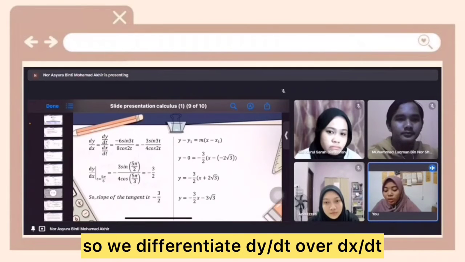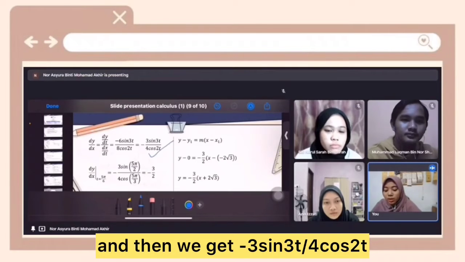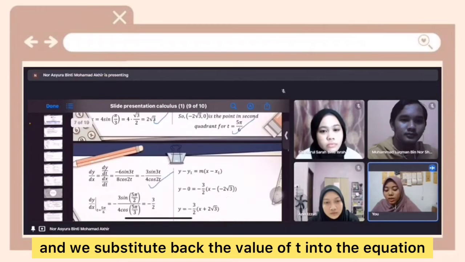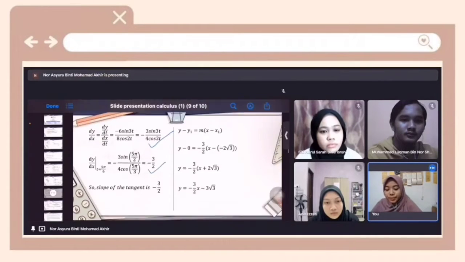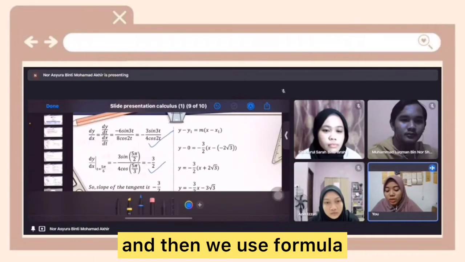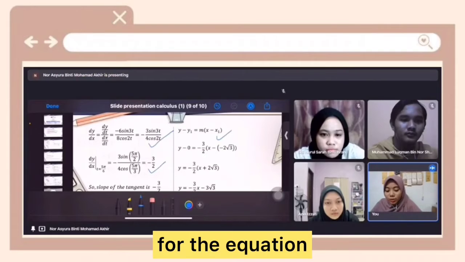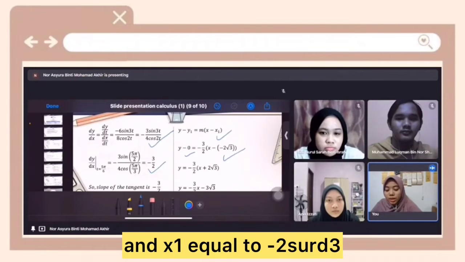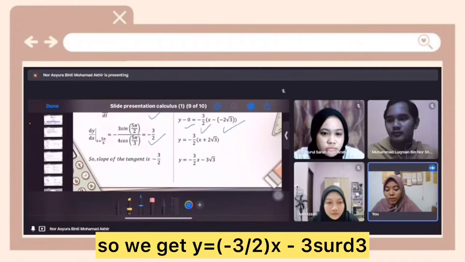So we differentiate to get dy over dt and dx over dt, and then we get negative 2 sin 3t over 4 cos 3t. We substitute back the value of t into the equation, and then we get the slope negative 3 sec 2. Then we use the formula y minus y1 equals m times x minus x1 for the equation. So y1 is equal to 0, x1 is equal to negative 2 sec 3 and the slope is negative 3 sec 2. So we get y equals negative 3 over 2 x minus 3 sec 3.